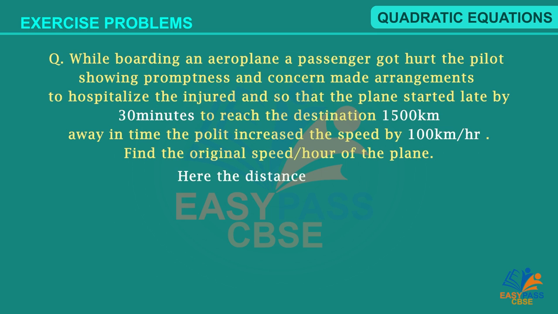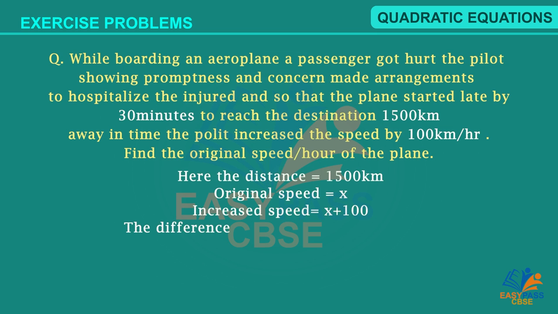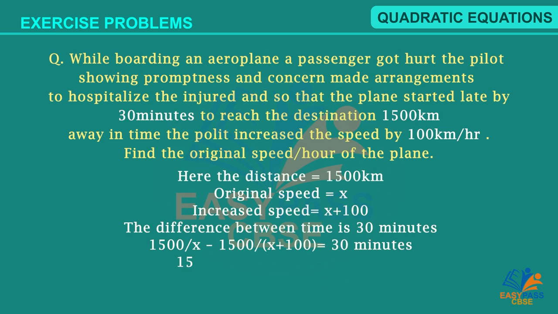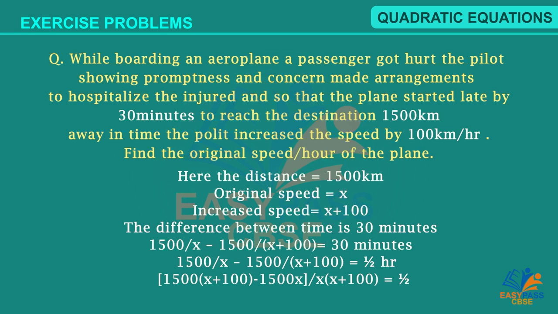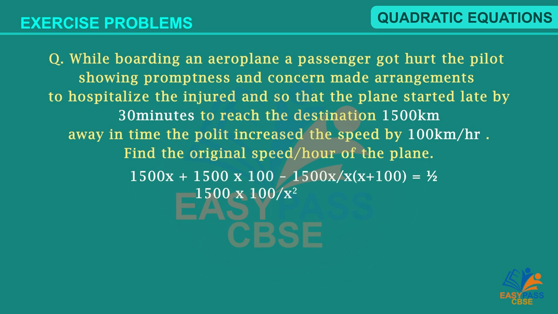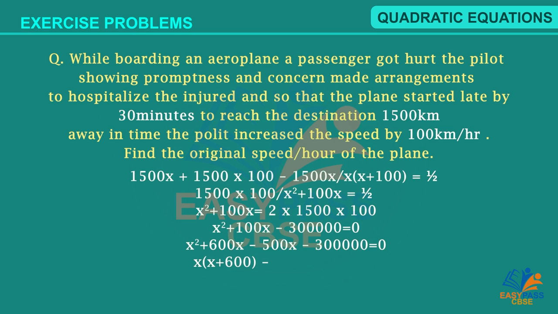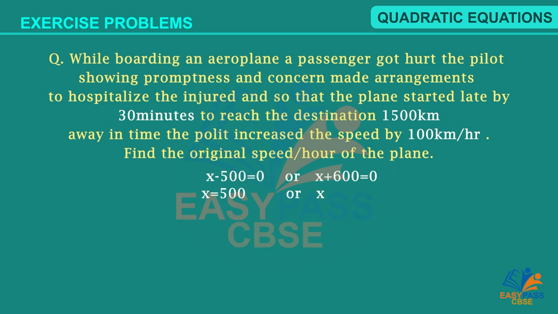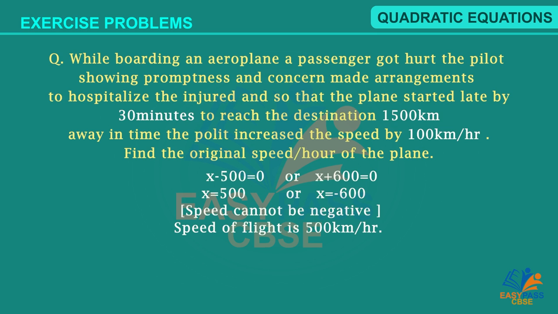Here, the distance is equal to 1500 kilometers. Original speed is equal to x. Increased speed is equal to x plus 100. The difference between the times is half an hour. Therefore, 1500 by x minus 1500 by x plus 100 is equal to half. Simplified, we get x square plus 100x minus 300000 equal to 0. After finding factors, we have (x plus 600) times (x minus 500) equal to 0.